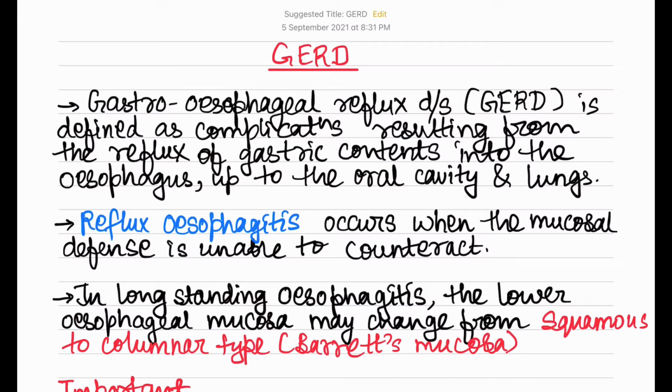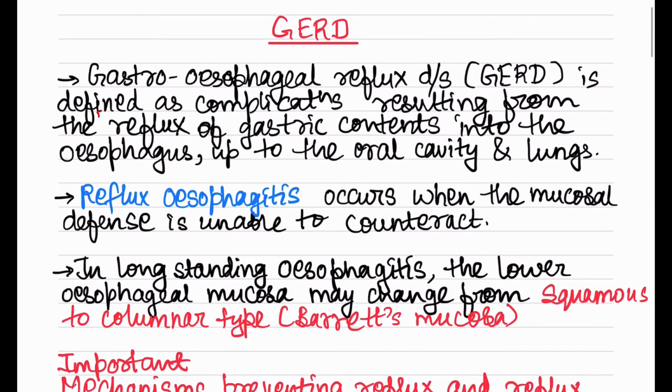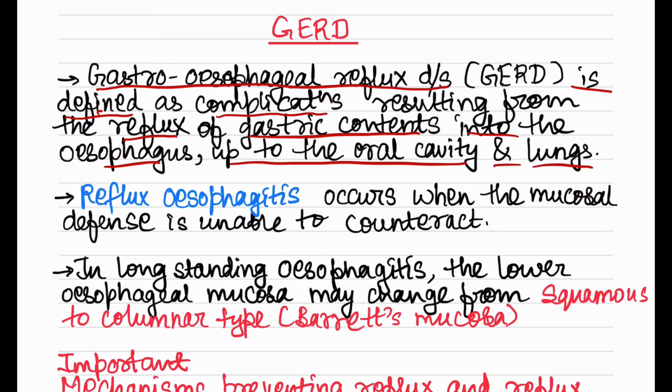So today I am going to discuss with you gastroesophageal reflux disease. Gastroesophageal reflux disease is defined as complications resulting from the reflux of the gastric contents into the esophagus up to the oral cavity and lungs. So basically we have the stomach here, and when there is a reflux of the gastric content into the esophagus, it leads to gastroesophageal reflux disease, and because of this reflux it can lead to esophagitis, that is called reflux esophagitis. Reflux esophagitis occurs when the mucosal defense is unable to counteract.